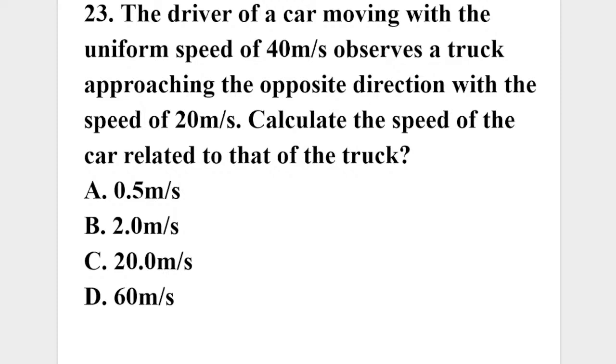Positive. So that one I can say that okay, a uniform speed of 40 m/s observes a truck approaching in the opposite direction with a speed of 20 meters per second. Most people just think that maybe it's 40 minus 20. No, it is 40 plus 20. If you have checked your JAMB questions, you see it's a very common question. So speed, scalar, is what? 40 plus 20. That is 60.